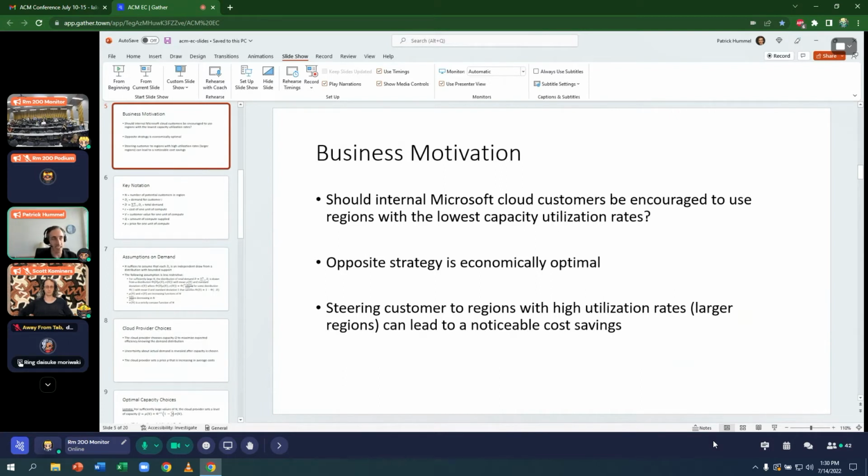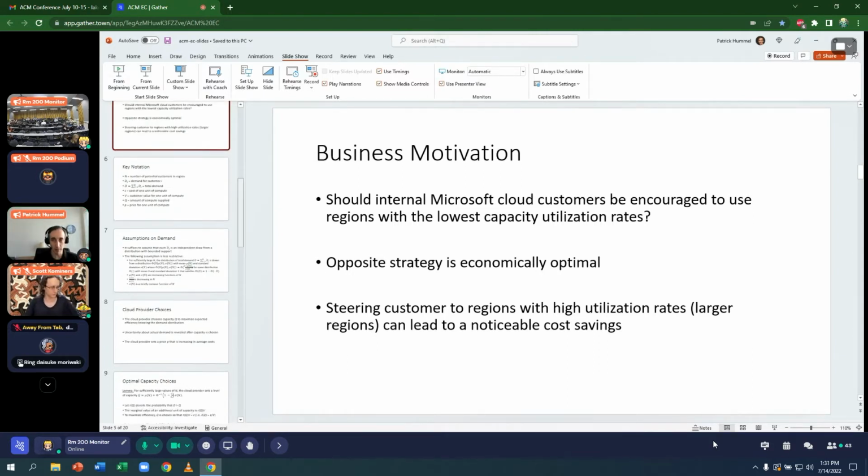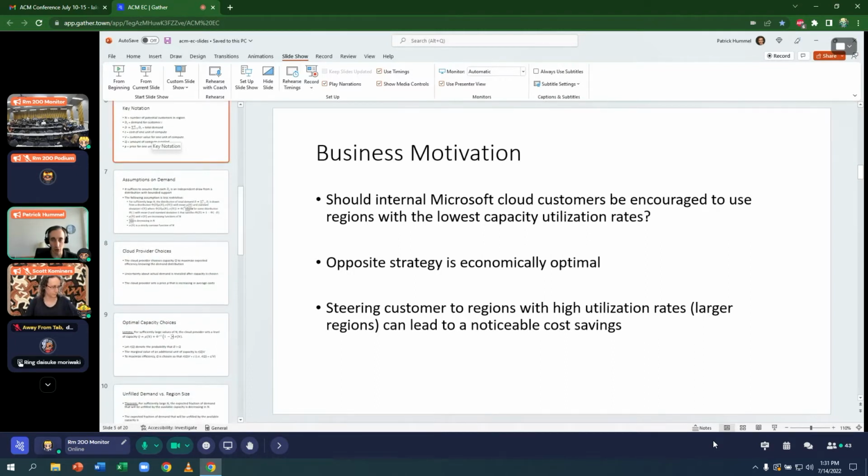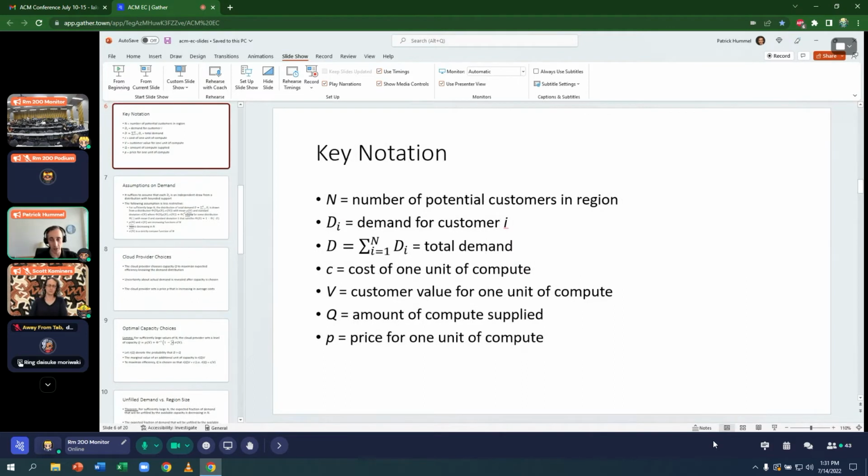And at first glance, this might seem economically optimal. I mean, after all, by encouraging those customers to use the least utilized regions will improve utilization rates in those regions and help those regions achieve better economies of scale. But by analyzing the problem more deeply, we discovered that actually the opposite strategy is economically optimal, and steering customers towards regions with high utilization rates, which tend to be larger regions which have already achieved better economies of scale, can lead to a noticeable cost savings. And in this work, we'll illustrate both why this is true theoretically and then also empirically using data from Microsoft Azure.